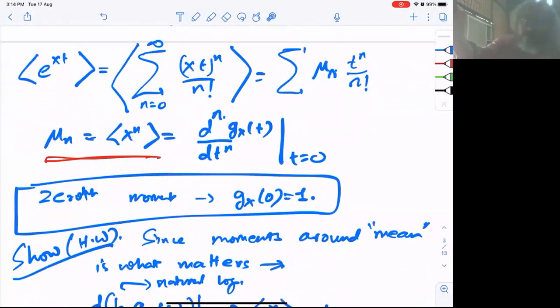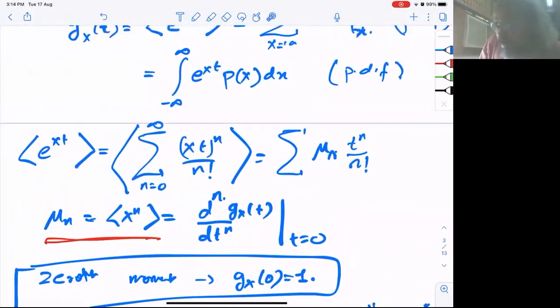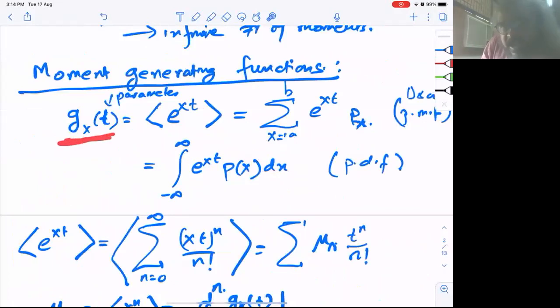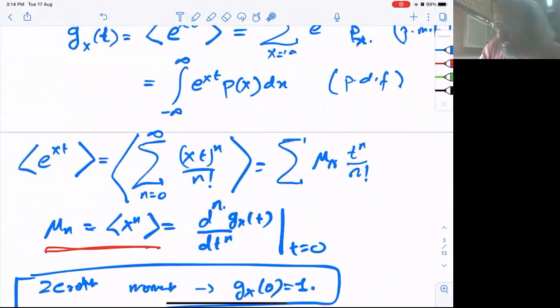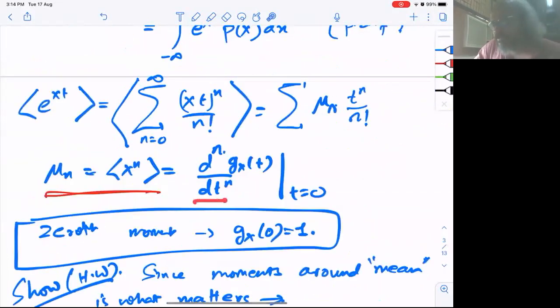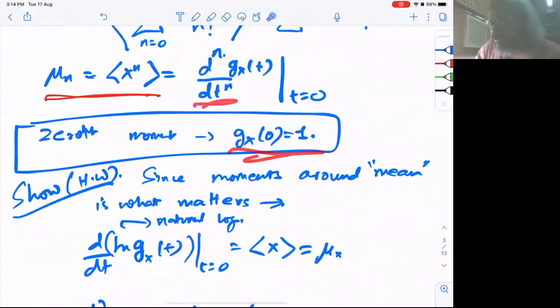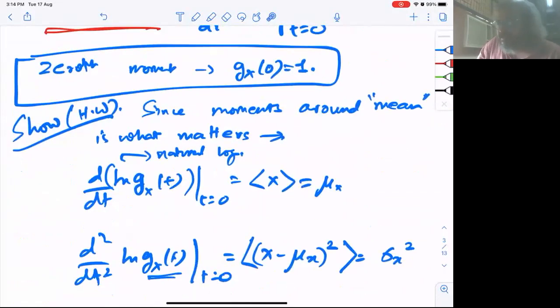So this is just a mathematical trick, but very useful for thinking, because you see that this parameter g_x(t) seems to be containing all information on the probability distribution. You just want this moment, and if you want to think in terms of moments, you just take the nth derivative, and that will just give you the nth moment. So it's very useful. The 0th moment being just 1. So this is just certain things to show.